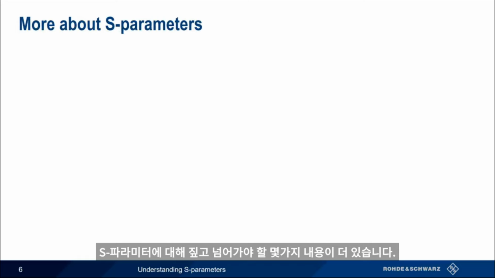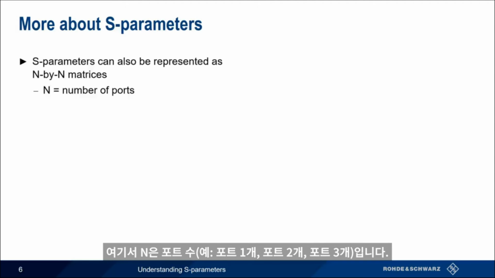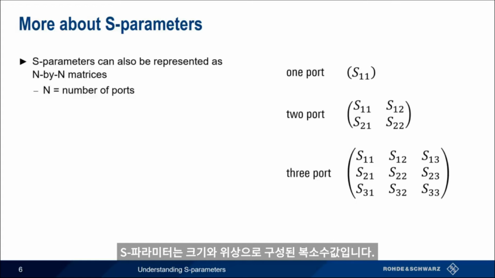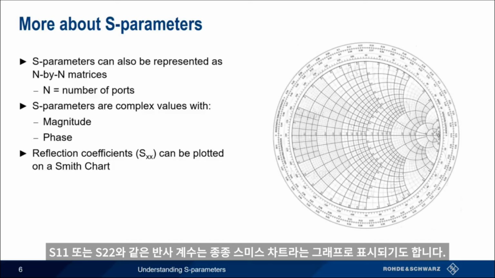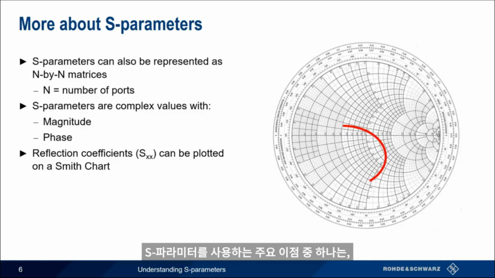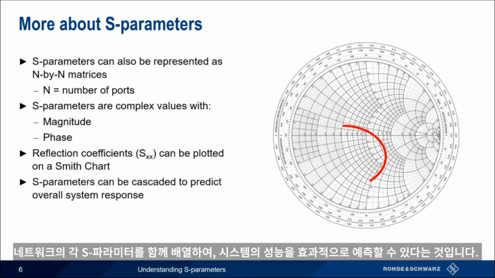There are a few other useful things to know about S-parameters. First, S-parameters are sometimes represented in the form of square n by n matrices, where n is the number of ports. For example, 1 port, 2 ports, and 3 ports. It's also important to remember that S-parameters are complex values consisting of both a magnitude and a phase. The reflection coefficients, such as S11 and S22, are often plotted on a special graph called a Smith chart. And one of the main advantages of using S-parameters is that S-parameters of individual devices can be cascaded together to predict the overall performance of a system.